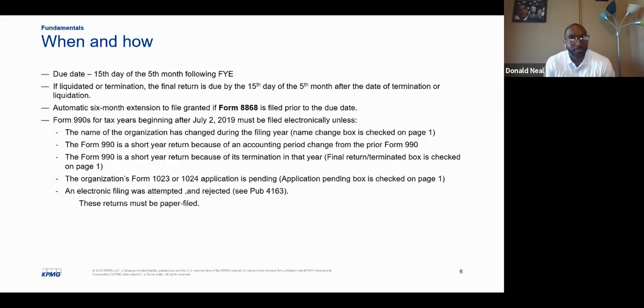When is the 990 due? It's due the 15th day of the 5th month following your fiscal year end. Now, if it's liquidated or terminated, then the final return is due the 15th day of the 5th month after the date of termination or liquidation.